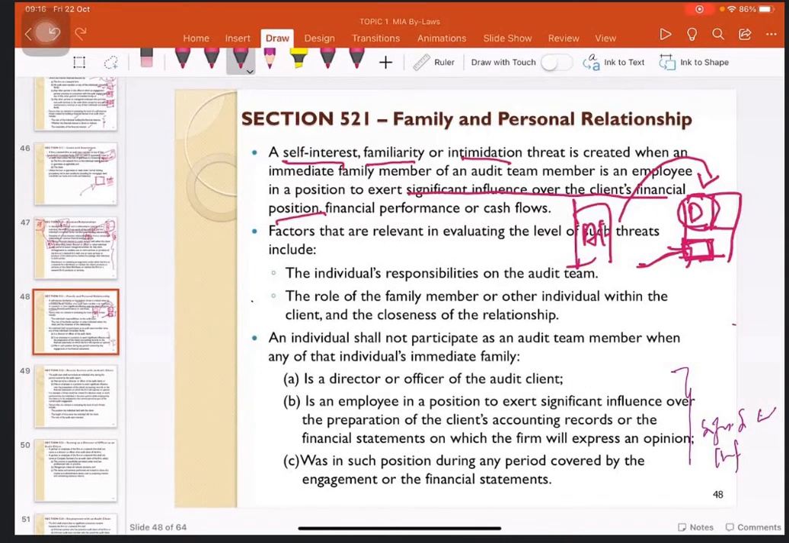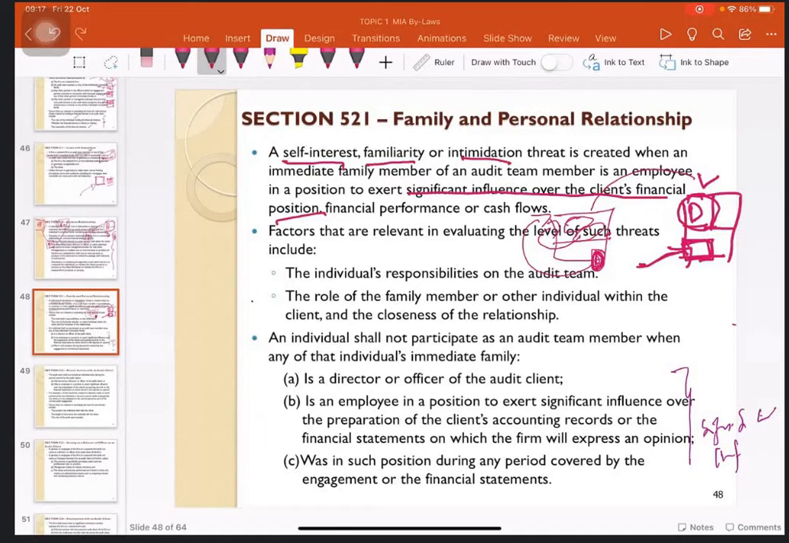Okay, so factors that are relevant in evaluating the level of such threat include, okay, the individual responsibility on the audit team, the role of the family members. Kita tengok dua-dua ya. Satu adalah the responsibility of the individual dalam the audit team. Kalau you sebagai audit manager ataupun you sebagai audit partner, that one kita panggil ada close relationship lah. Tetapi kalau you dekat audit team ni, you sebagai audit junior saja, so that one should be okay, tak ada masalah because you tak boleh influence the audit partner. Tetapi kalau manager in the position, dia akan sit together dengan audit partner to discuss about the type of audit report to be issued. Dalam that situation, is not allowed.